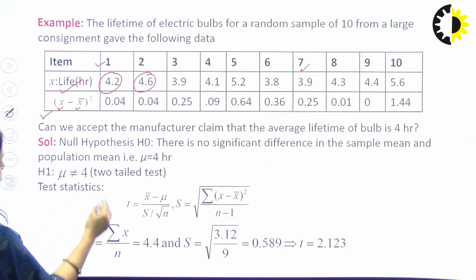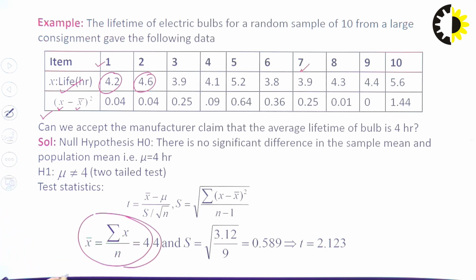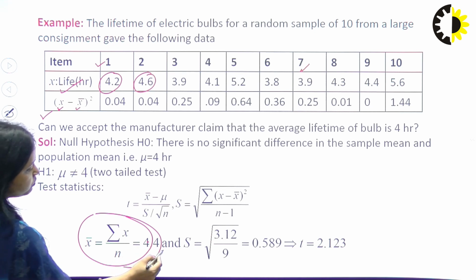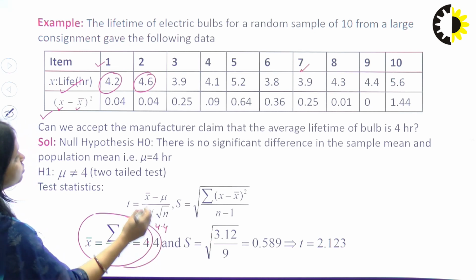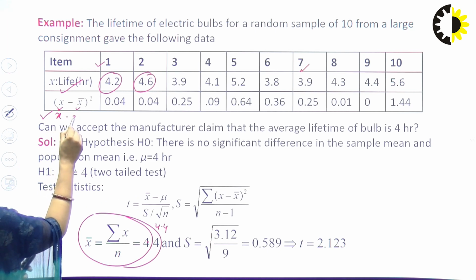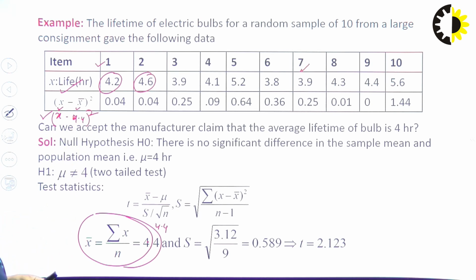So how can you find the mean? The formula for finding the mean is summation x upon n, the sum of all the values upon the number of items, and it comes to 4.4. So here we have x minus 4.4 raised to the power 2 also. So this is the table given in the problem.